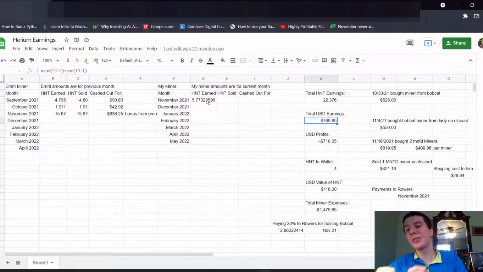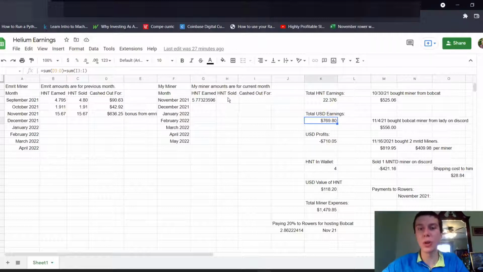And right now my general strategy is I'm going to sell most of the earnings I make for USD, just until I can break even on my investments into these miners. And then once I break even, I'll start probably just stockpiling HNT, and in the future, hopefully I can sell it for more than it's worth now if the price continues to go up. So that's the plan with that.